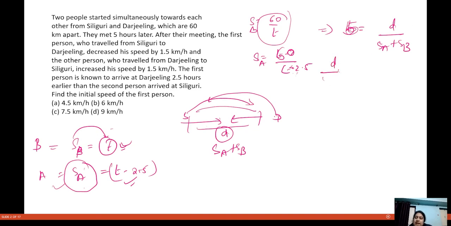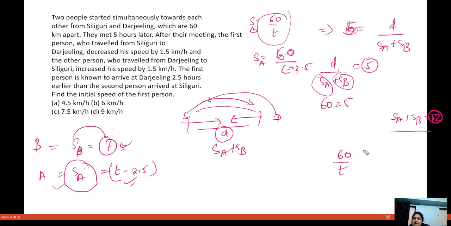So this was the relative velocity, and this became equal to 5. But instead of having SA plus SB is equal to 5 or 12, the mistake I made was solving it by a lengthier method. I can directly do it this way also: 60 divided by t and 60 divided by t minus 2.5 is equal to 12. Because you can check here, 60 and this 5, and this will come equal to 12.